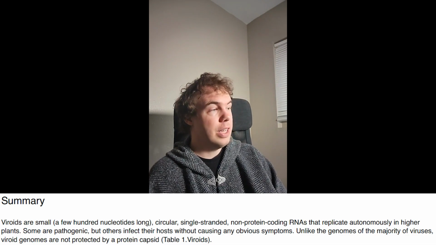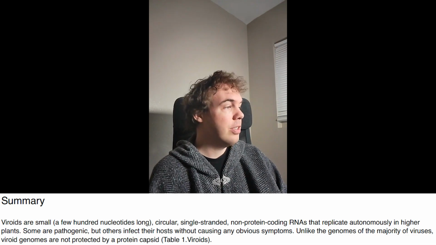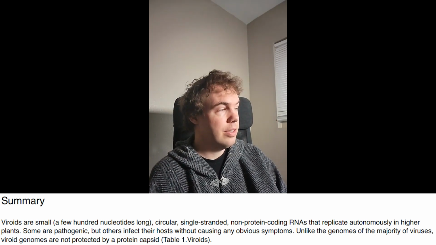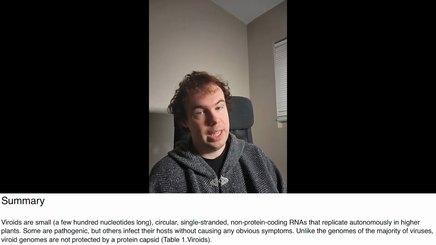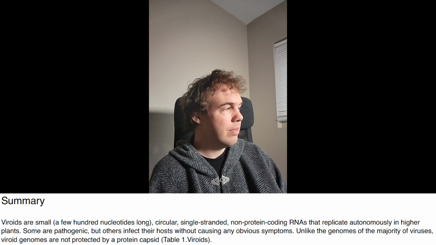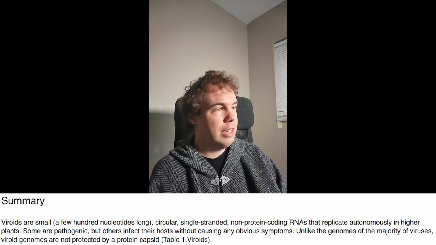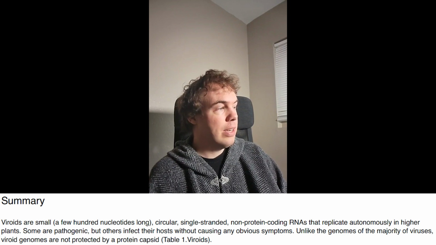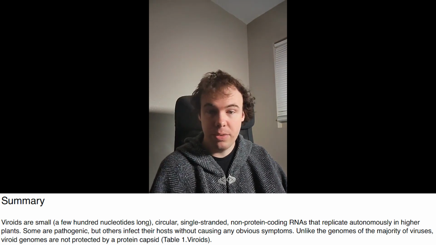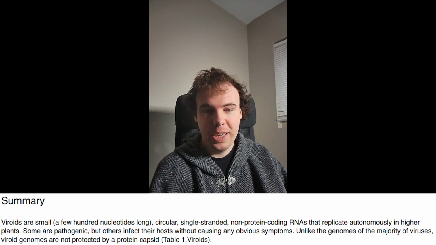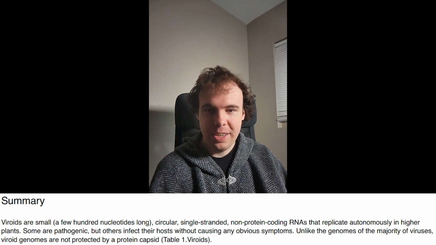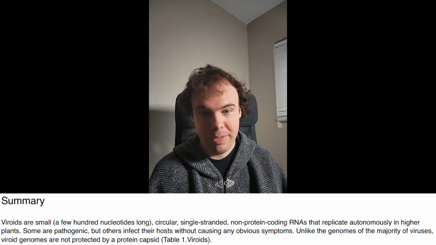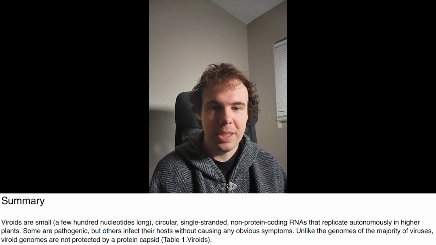Here I have a summary from the ICTV. They say that viroids are small, a few hundred nucleotides long, circular, single-stranded, non-protein coding RNAs or ribonucleic acids that replicate autonomously in higher plants. Some are pathogenic, but others infect their hosts without causing any obvious symptoms. And that's true. A lot of the people who are listening here are probably aware of Hop Latent Viroid particularly, and we will talk about that too.